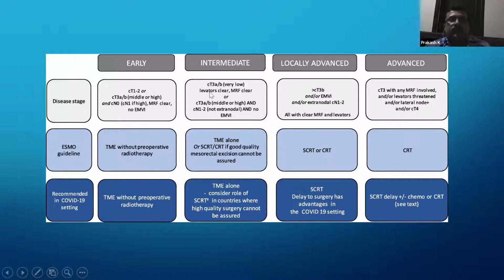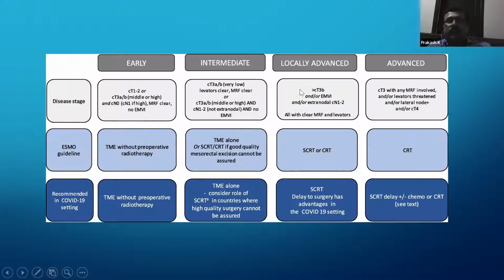The controversy starts with the T3 disease because NCCN doesn't classify these patients into T3 A, B, C. It's only the ESMO guideline which classifies. So if there is a T3A, meaning less than 5 millimeter, 10 millimeter of invasion into the mesorectum, you have clear mesorectal fascia, which is not involved, and then there are no other bad features like EMVI, extranodal involvement, then again, there is no difference in the long-term results or local recurrence if you have a good quality of TME. So that patient can be again taken up for upfront surgery.